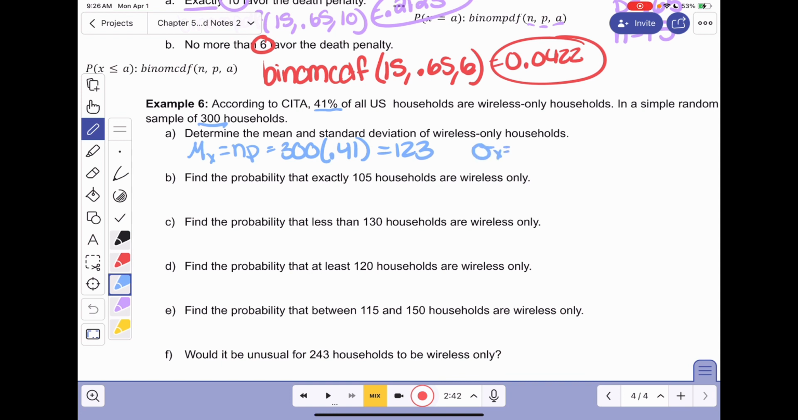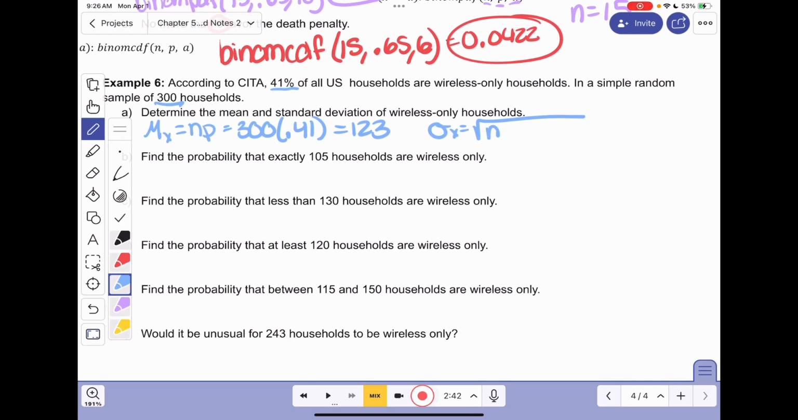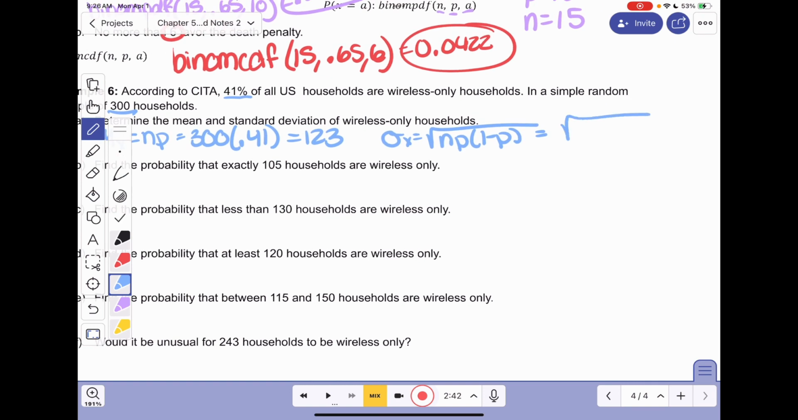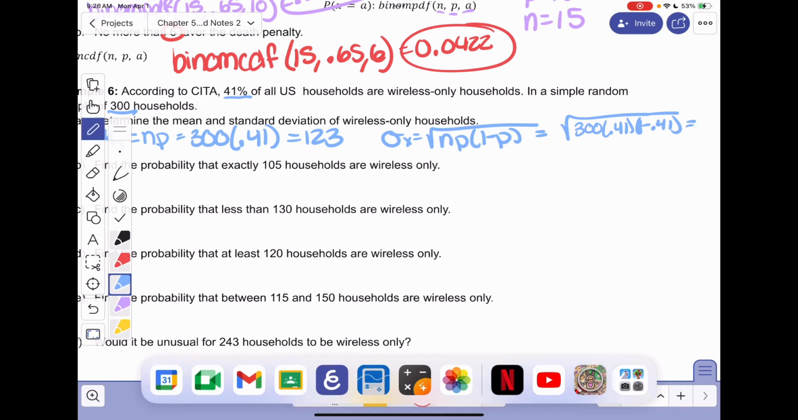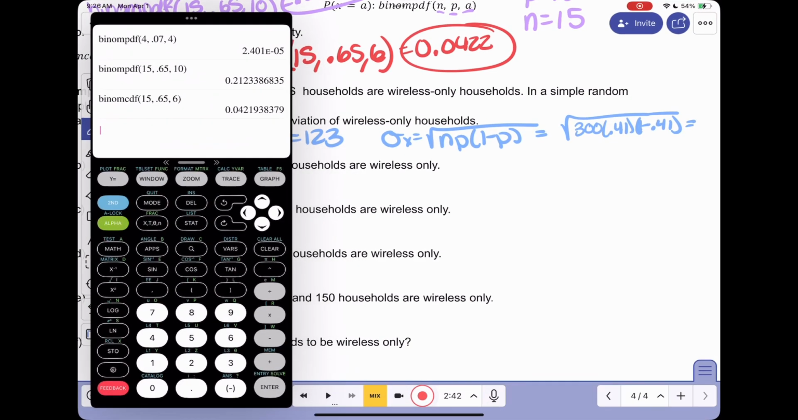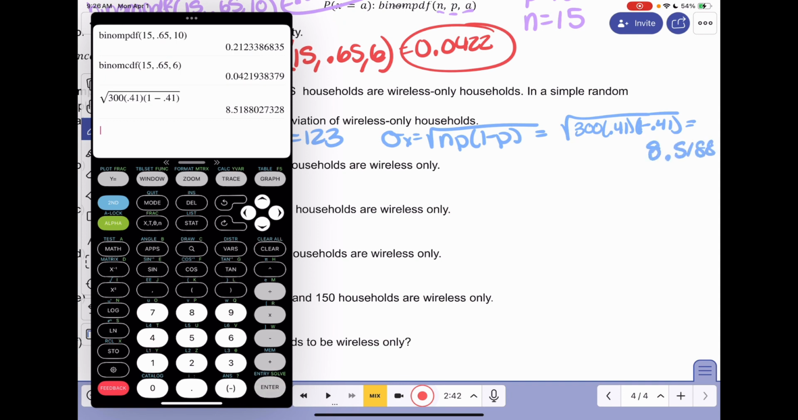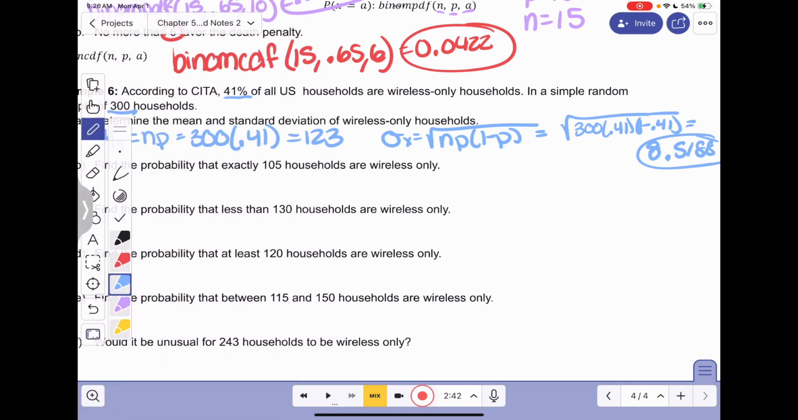Now, the standard deviation was the square root of NP(1 minus P). So N is 300, P is 0.41, 1 minus P is 1 minus 0.41. Type that in the calculator. Second square root, 300, 0.41, 1 minus 0.41. And we get 8.5188. So that would be the standard deviation we would use.